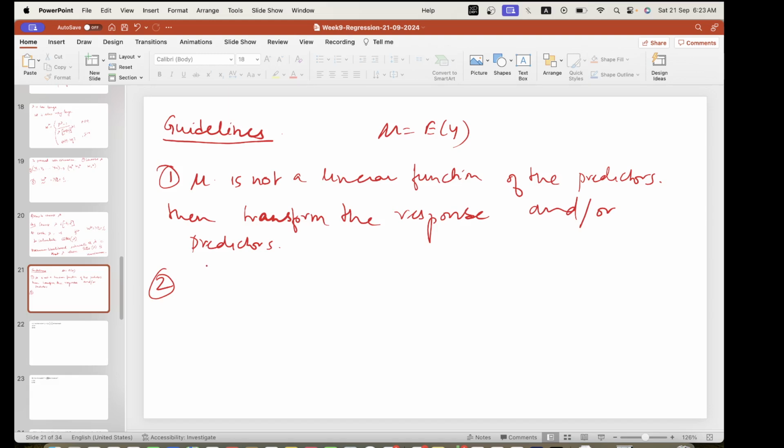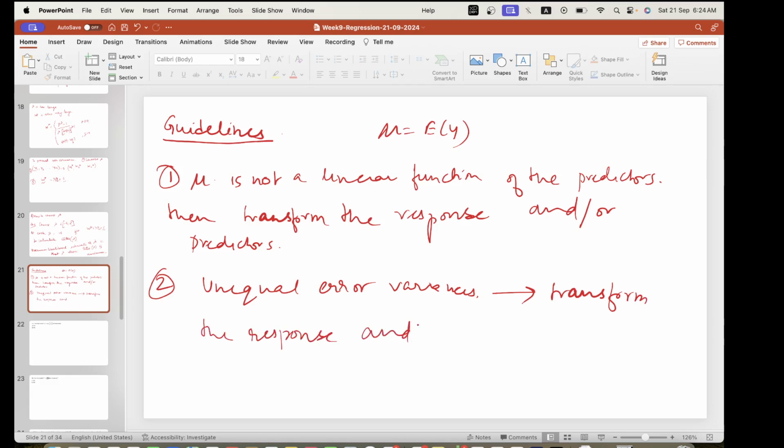The second scenario is if we find that there are unequal error variances, then what can we do? We can either transform the response and or predictors and fit OLS, or we could fit weighted least squares.